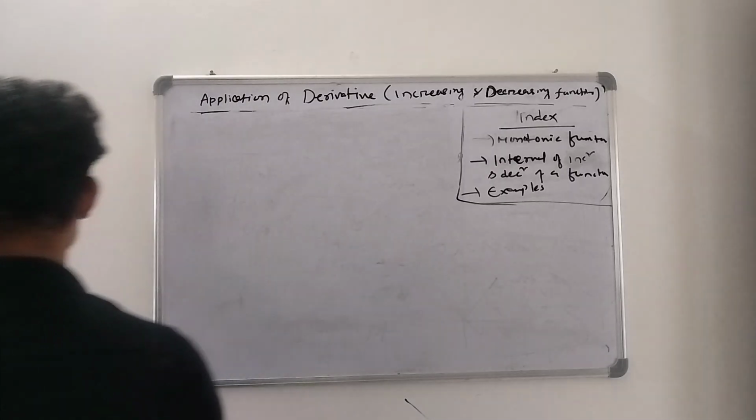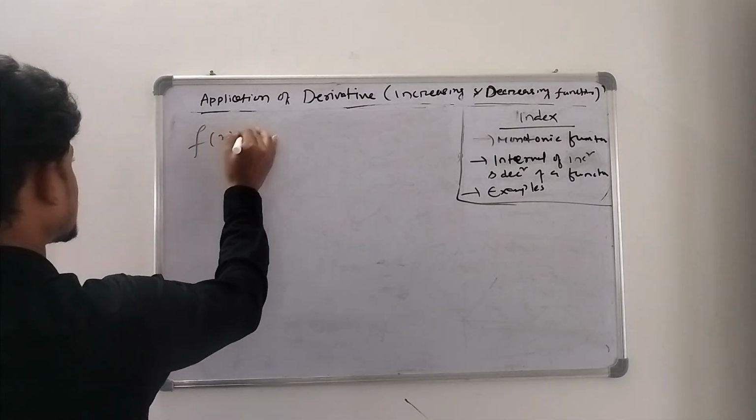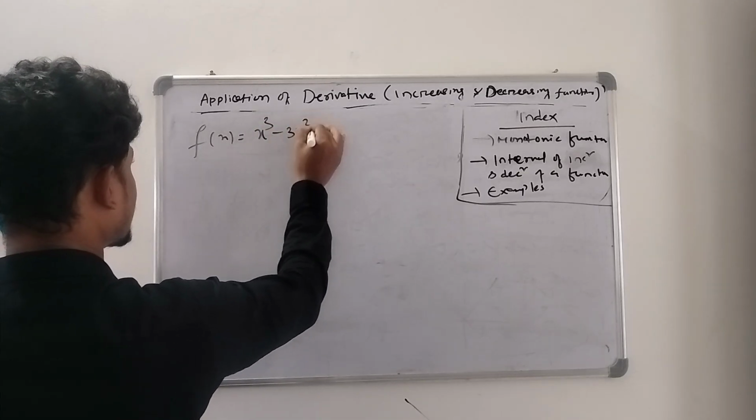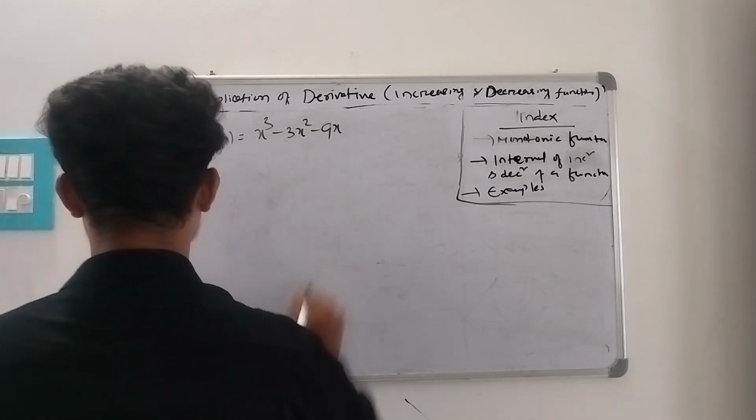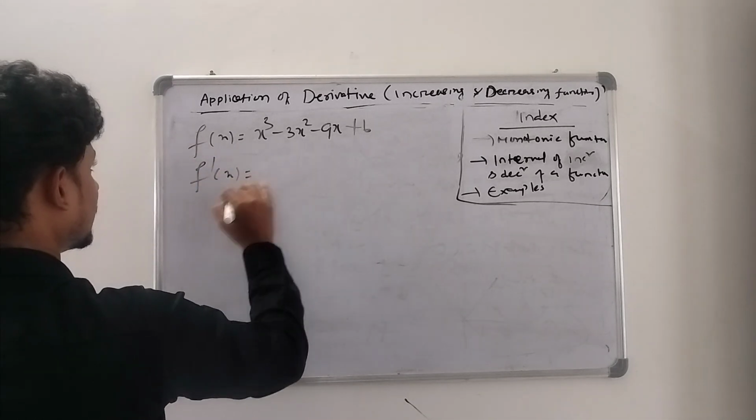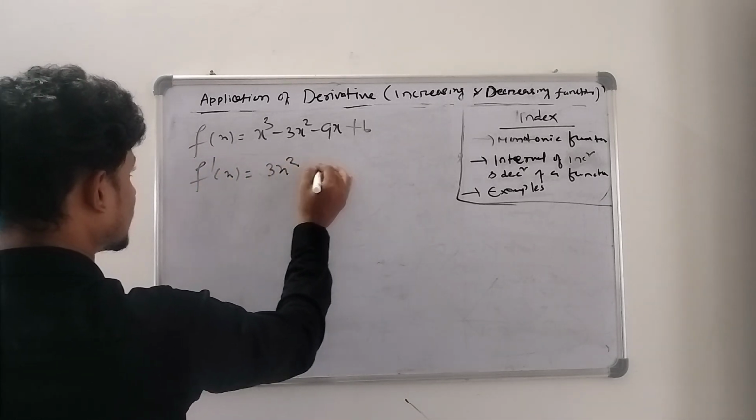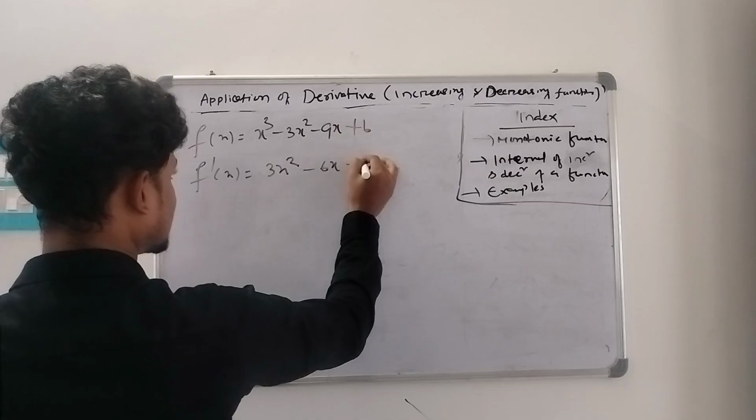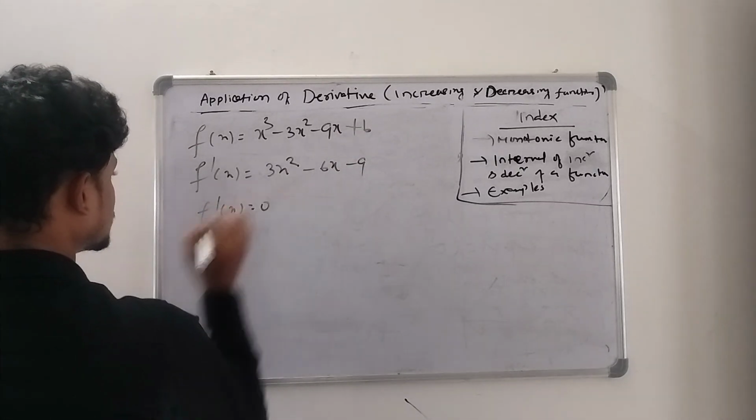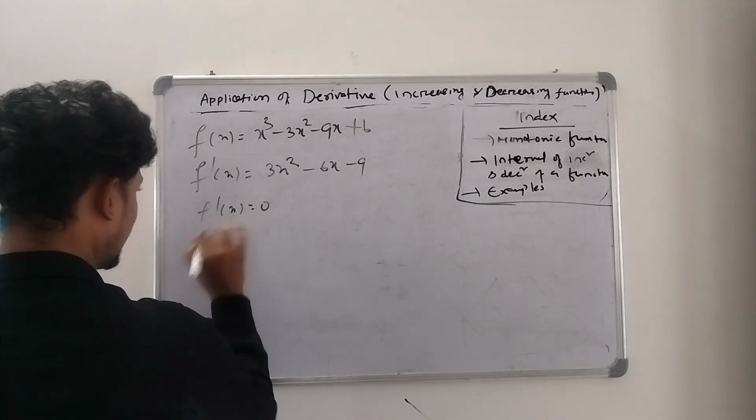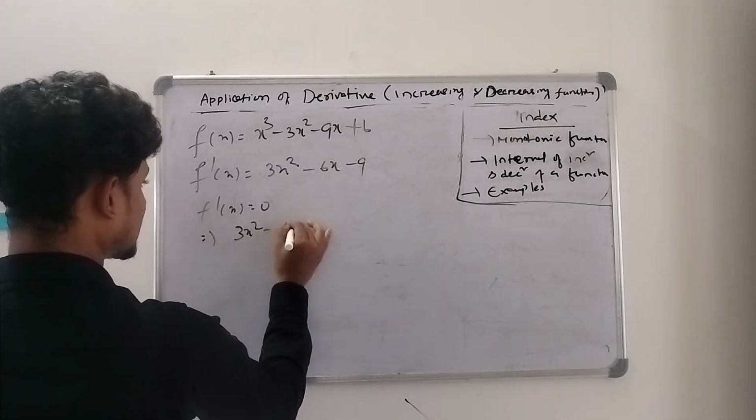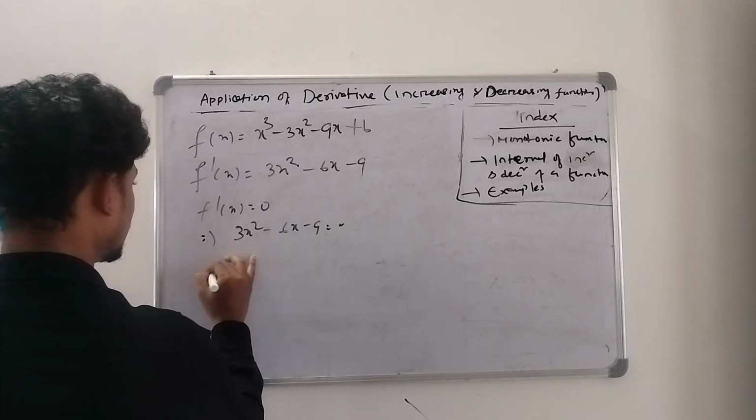I am taking f(x) equal to x cube minus 3x square minus 9x plus 6. So first I have to find the derivative. This is f'(x) = 3x square minus 6x minus 9. Now I have to put f'(x) equal to 0, so it becomes 3x square minus 6x minus 9 equal to 0.